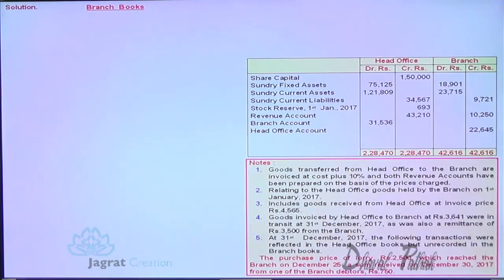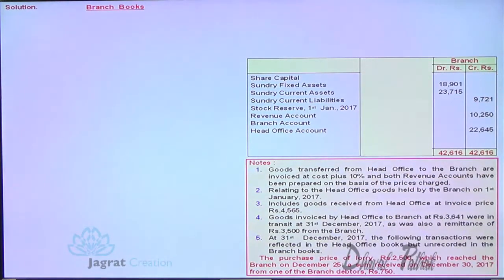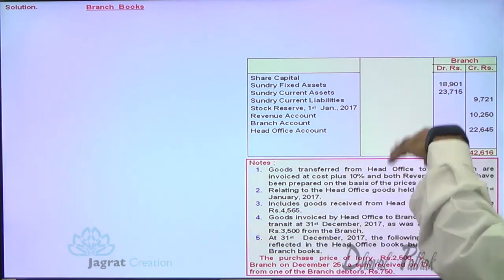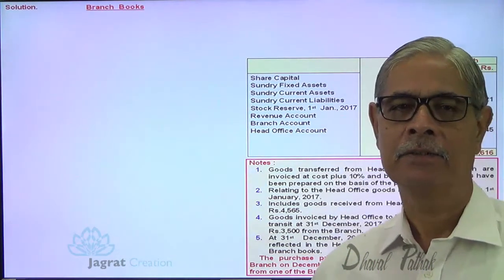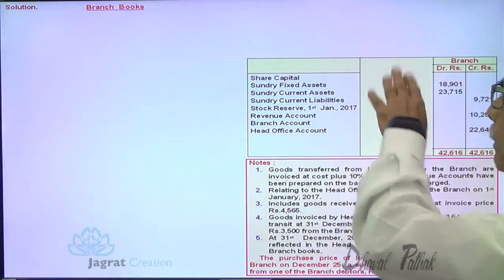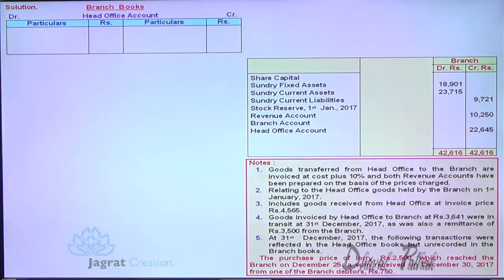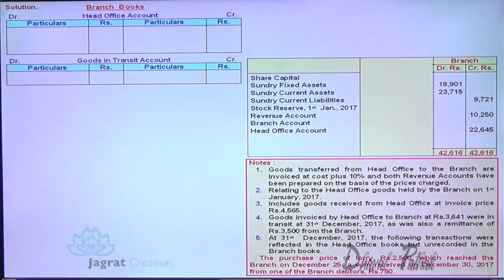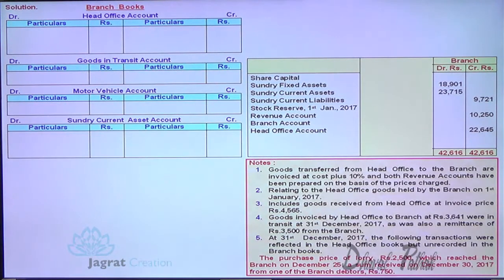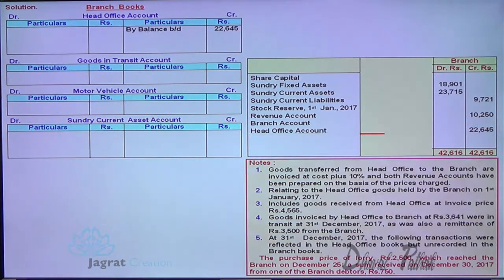So first of all, I am going to prepare ledger accounts in the books of branch. So let me keep branch only here. Let this head office information not disturb me, so I keep a curtain on the details of HO. Now head office account, goods in transit account, motor vehicle account, current assets account. Head office account, credit balance I raised as the opening balance.